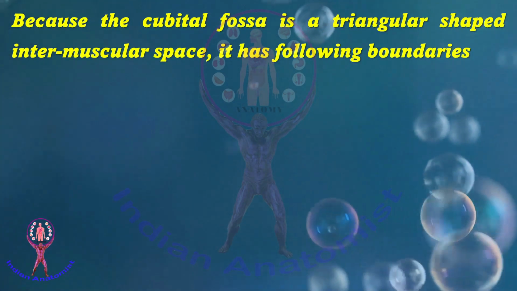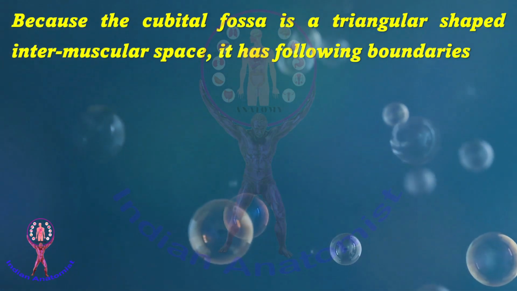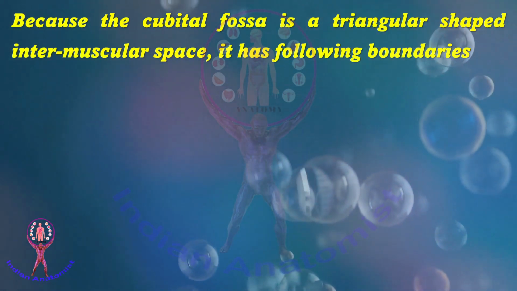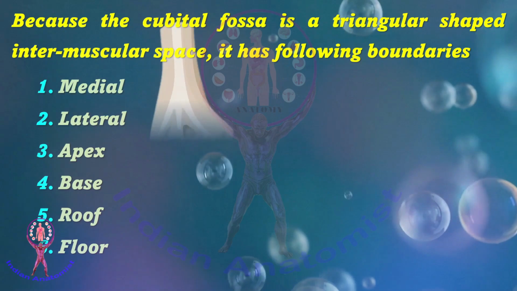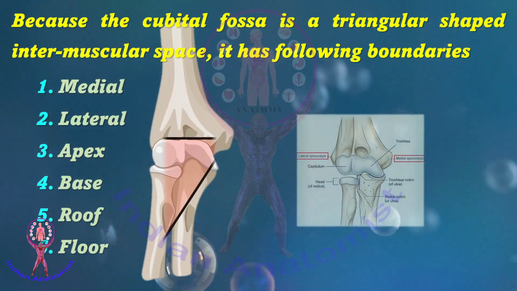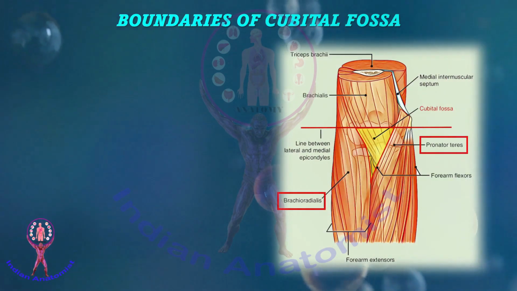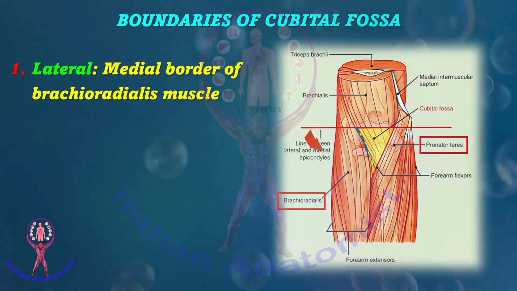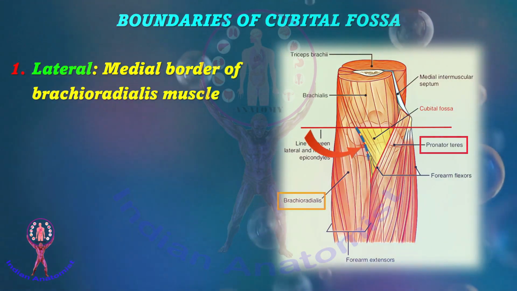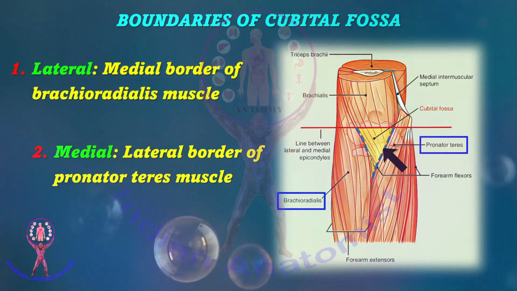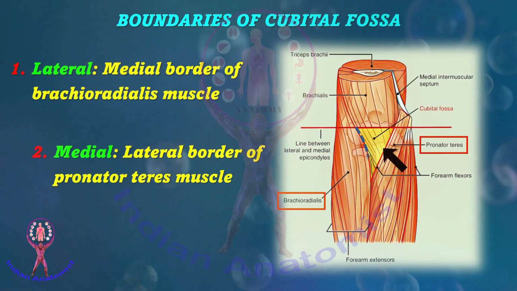Because the cubital fossa is a triangle-shaped intermuscular space, it has the following boundaries that are medial, lateral, apex, base, roof, and the floor. Coming to the boundaries of the cubital fossa. Laterally, the cubital fossa is bounded by the medial border of the brachioradialis muscle. Medially, it is bounded by the lateral border of the pronator teres muscle.